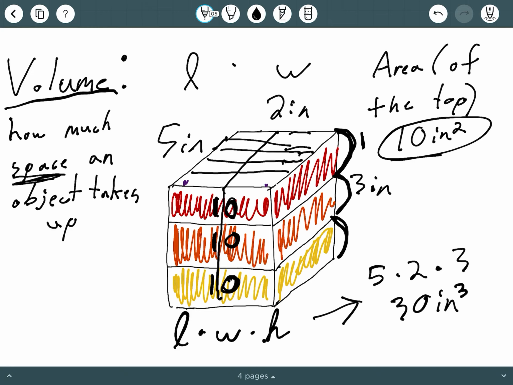Cool. So we'll have a Zoom meeting to do some practice problems later this week that will have to do with fractional edge lengths. And I'll also put out a video just for that. But for now, this is all you'll need to know to do your homework.